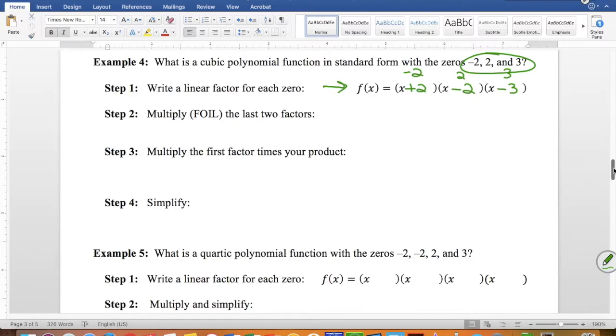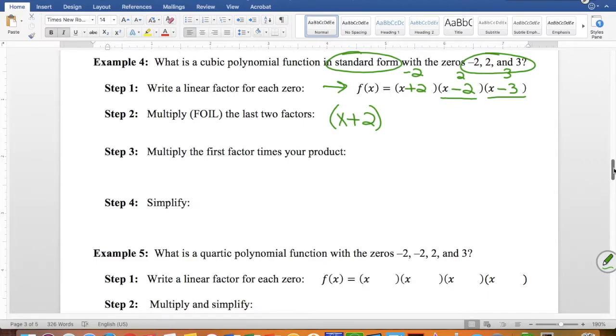I don't want it in factored form. I want it in standard form. So to go from factored form to standard form, the first thing we're going to do is multiply or FOIL the last 2 factors. So I'm going to FOIL my x minus 2 and my x minus 3. Now I am going to keep in mind that I have this x plus 2 right here in front. I still have that factor. I'm not doing anything with it at this point. So I'm going to FOIL my last 2 parentheses.